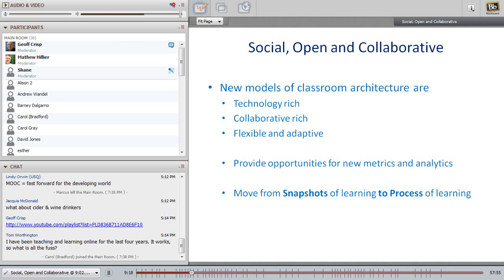So that at the same time, because they have these flexibilities and technology integrations, they do provide for new metrics and analytics. So we can actually move from a snapshot of the learning process, which might have been seen as an assessment piece at a particular point in time, towards more of a longitudinal process of learning and doing it in that way.